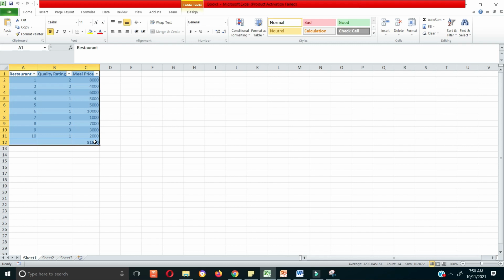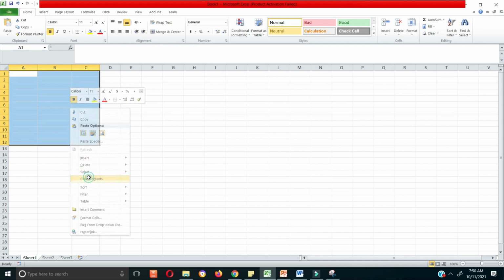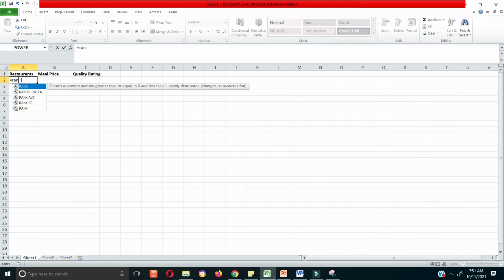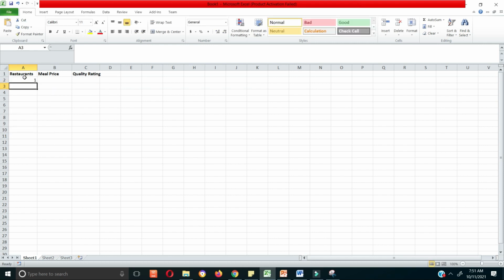Maybe let me start all over. Let me start by clearing content. First of all, you want to create your data. You want to have your restaurants, your meal price, then your quality rating. You don't really need random data here, because these are indices. Let's have data for maybe 8 restaurants. Let me just fill for 7 restaurants.